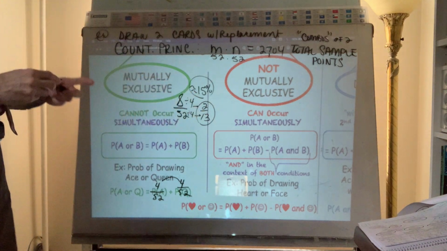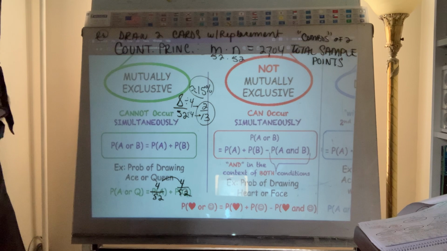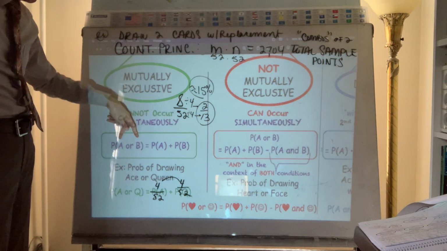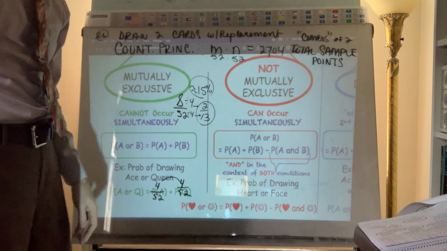2 divided by 13 times 100, and then rounded. So the probability of drawing an ace or a queen would be 2 out of 13 roughly, or about 15%.